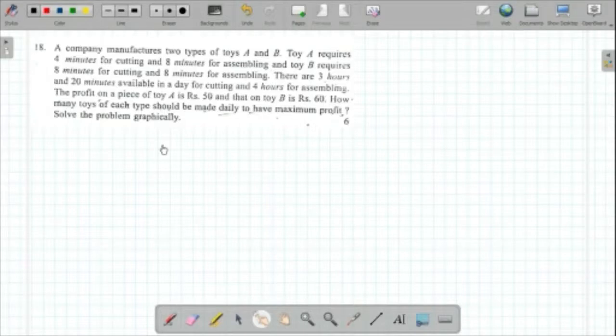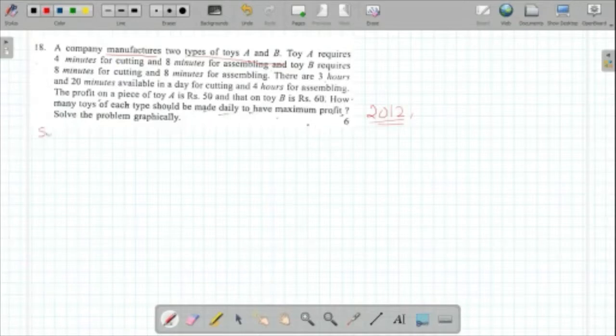Okay, this one is from the 2012 council paper, and the question says here, this is a question of manufacturing. It says a company manufactures 2 types of toys, A and B, right? So there are 2 products, A and B, which are toys. Now we will start like the same.